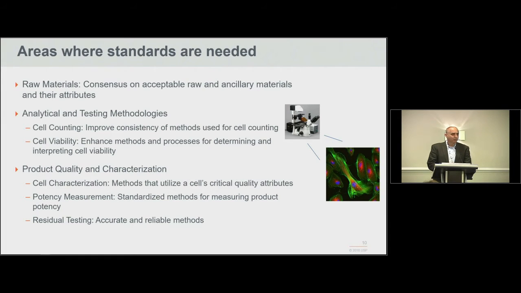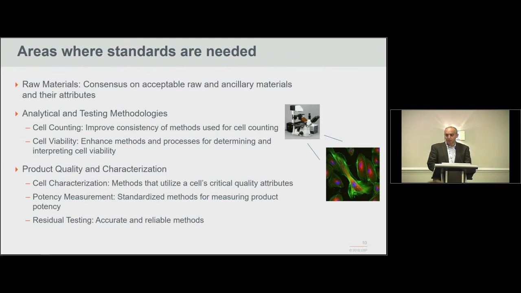And at USP, we use the term ancillary material to refer to those raw materials that we use in the manufacturing process with the intent to remove at the end, but sometimes it's really hard to remove those materials. And I think it's important to pay close attention to the type of material that may end up in a product at the residual level.